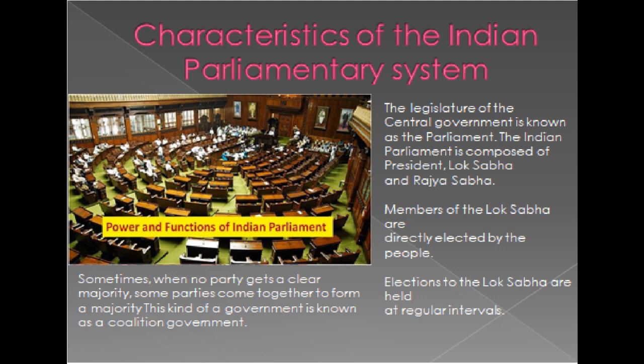Now, the next characteristic, the next feature: sometimes, when no party gets a clear majority, so it's not more than half by a particular party, some parties come together, my party, your party, their party, to form a majority, and then they can establish the government, and this kind of government is known as a coalition government. Now you find out the current government in India, is it won by a majority or is it a coalition government?